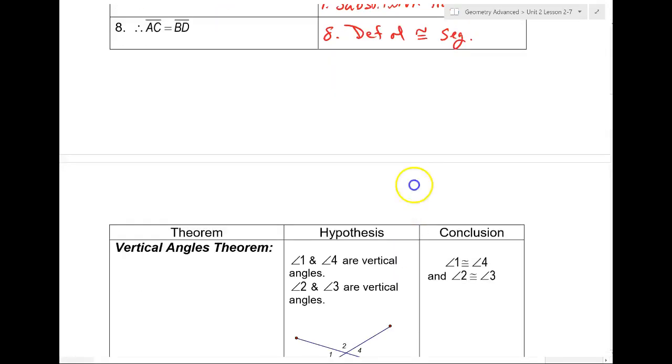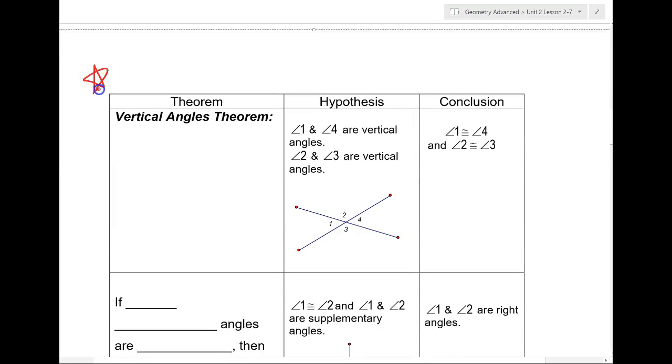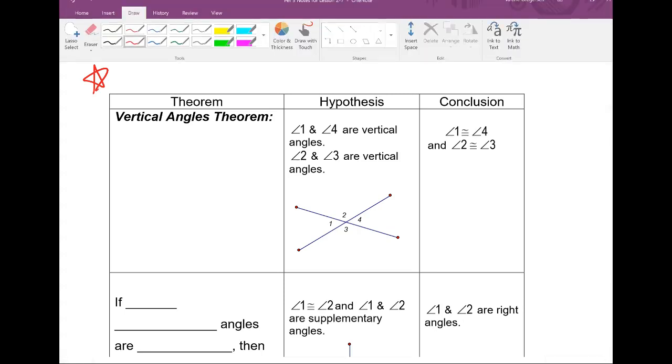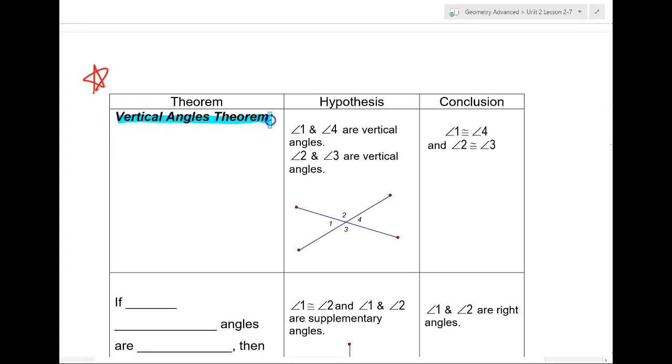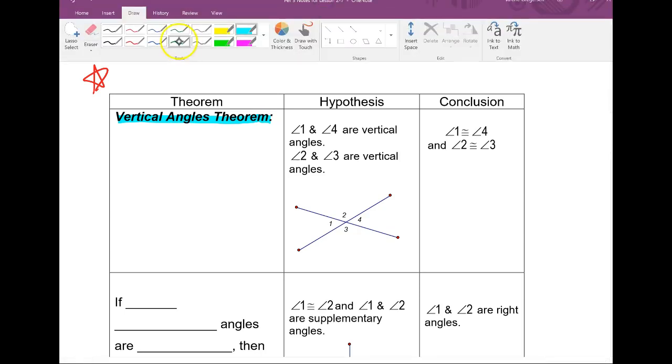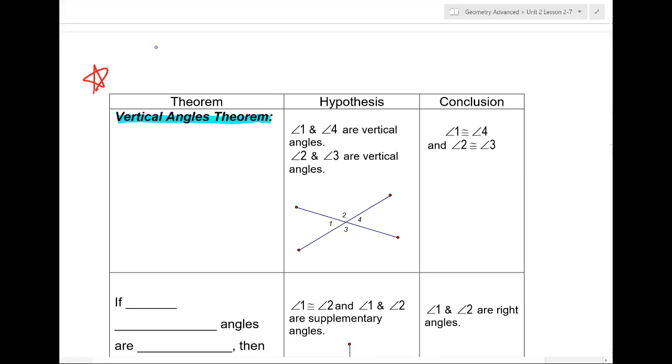Now, I have another theorem for you. Will you please firework this? Something that sits there and says, this is used till the end of time. Okay, I mean, it's one of those moments, okay? The vertical angles theorem is one of the most important theorems in geometry that you will see me use with you all year. It's kind of like the definition of a midpoint. You use it all year. Vertical angles theorem all year.